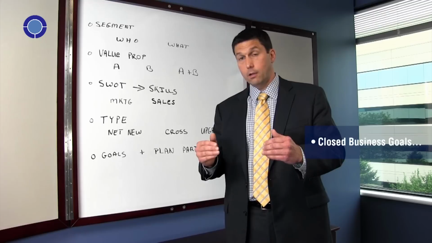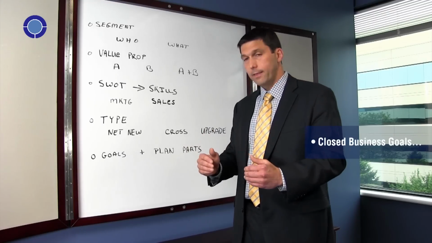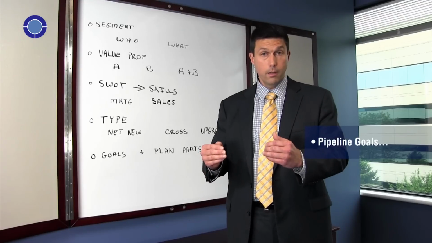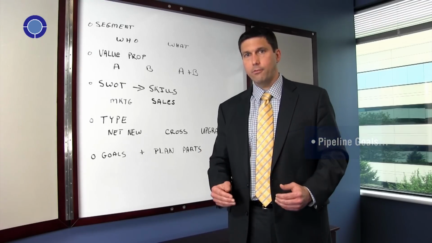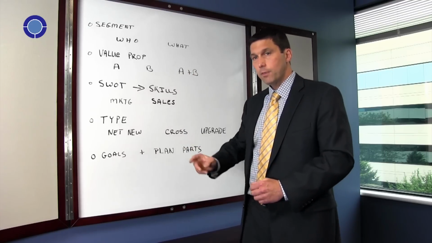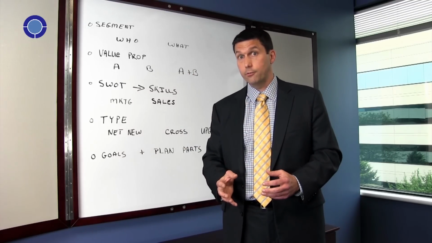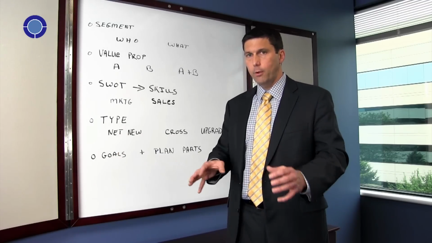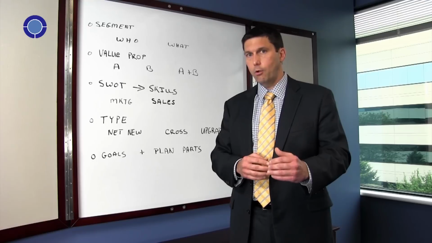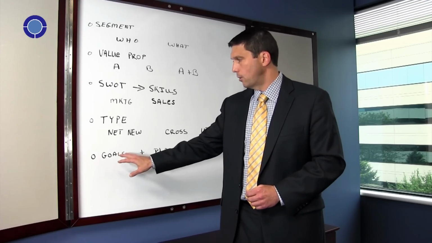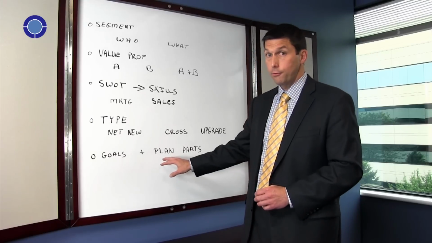That would be a closed business goal. We might then get into a pipeline goal. What pipeline is needed to achieve those goals? And then there may be some sub-goals. Maybe if we've got value prop A and B, awareness might be something we're really interested in. So really trying to map out these goals. We don't want too many top-line goals, but a few very clear top-line goals that we can then build to as we go through the next step.